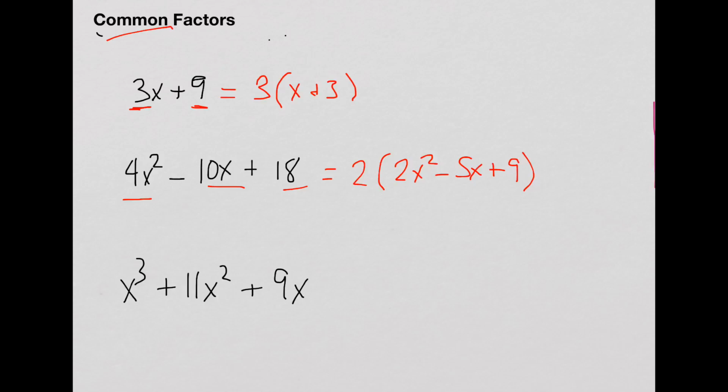Last one, it's not only numbers that we can look for. On this last one, all three of these have a common factor of x. So we take out the x, and we get x squared plus 11x plus 9. That's especially nice because we took it from a trinomial down to a binomial. It's always easier if we can reduce the degree. But what do we do with these trinomials once we get to those?